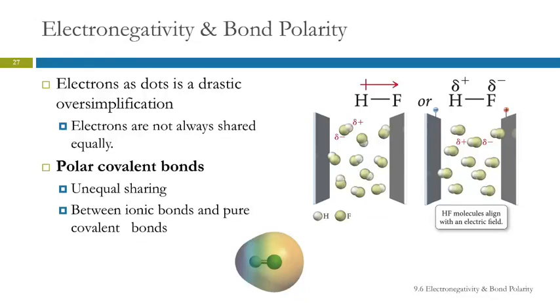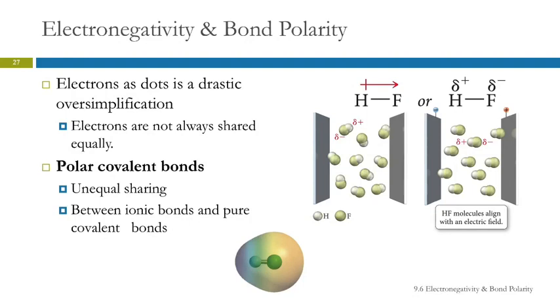Okay, electronegativity and bond polarity. Lewis' theory is very nice and simple, but you kind of realize it couldn't be that simple, right? Showing the electrons as dots is actually a drastic oversimplification. When the electrons are shared between two atoms, they are not necessarily shared equally. In fact, they are usually not shared equally.